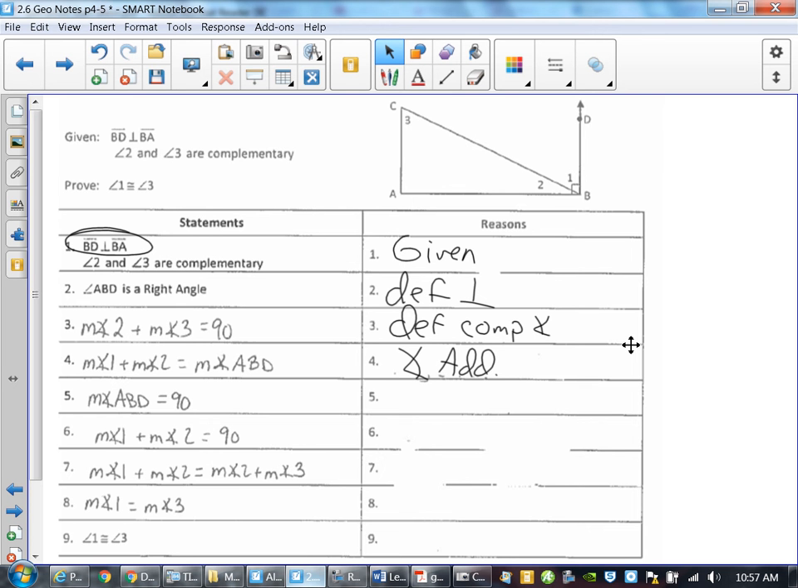All right. Here's the one thing I didn't like about this, because they keep switching back and forth a little bit. If it was me, I would have said that angle ABD equaled 90 a couple of steps ago, because we had ABD as a right angle, definition of perpendicular. So why does ABD equal 90? Because it's a right angle, because of the definition of right angle.